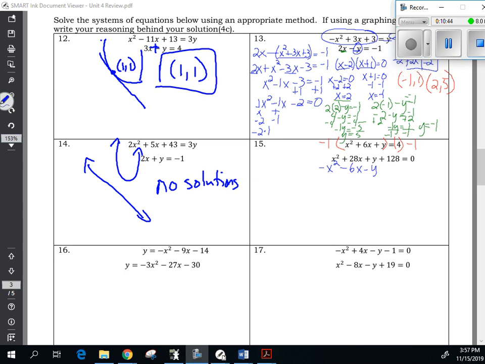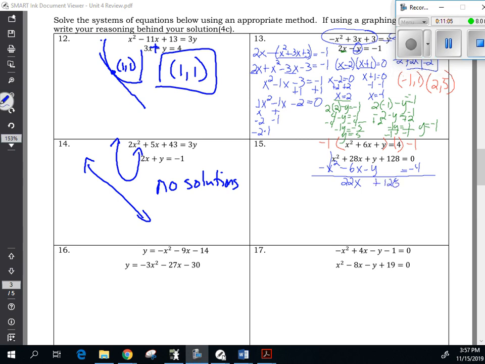Now let's try adding these equations. Positive x squared plus negative x squared is going to be 0, which is nice. It's less to worry about. Positive 28 plus negative 6 is going to be 22x. Positive y plus negative y is 0. 128 plus 0 is 128, and 0 plus -4 is -4.